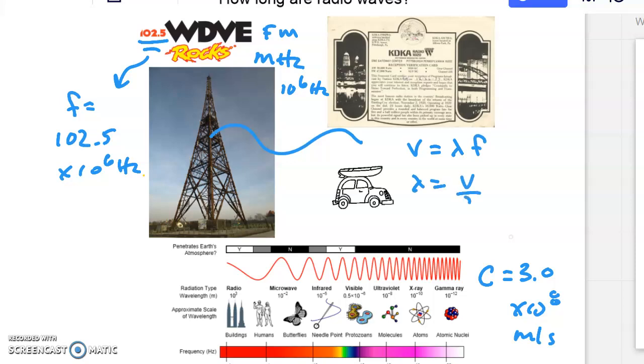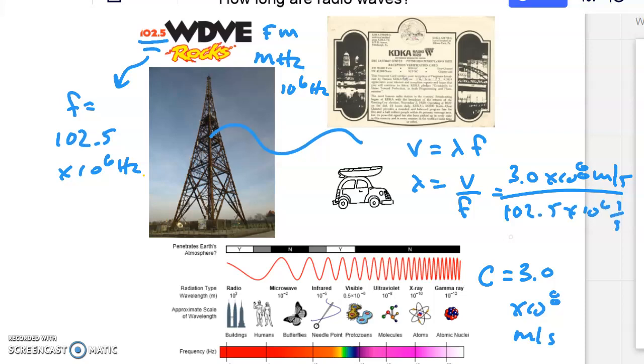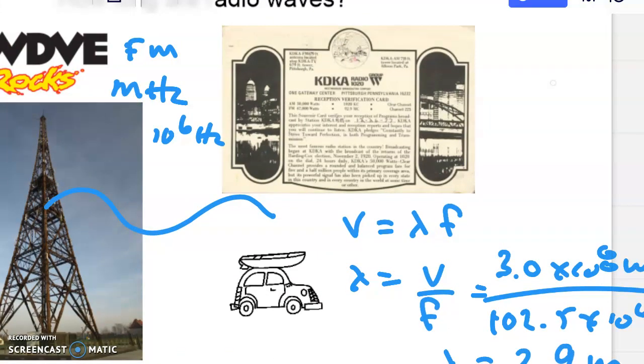the wavelength is the wave speed divided by the frequency, I could take my 3 times 10 to the 8th meters a second, and I can divide by my 102.5 times 10 to the 6th hertz, which is 1 over seconds. I'm writing it so you can see how that cancels. And I'm getting an answer of 2.9 meters. So pretty long, but not mega long, but also not mega short either. Nice, happy medium.